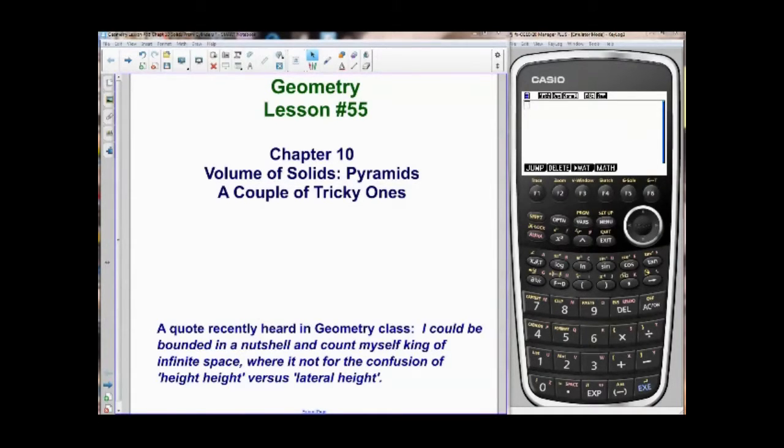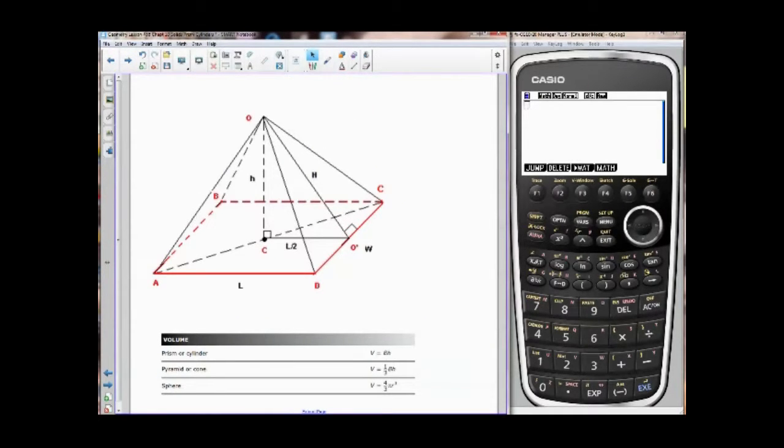It's just gorgeous. So, we're going to take a look at a couple of tricky things regarding pyramids. I always said they're one of the hardest to understand for volume because we can do so many weird things to them. And here's a couple examples. Well, let me get started by looking at the pyramid.